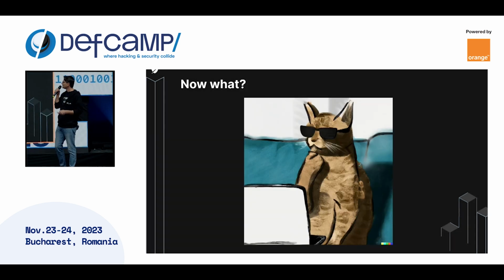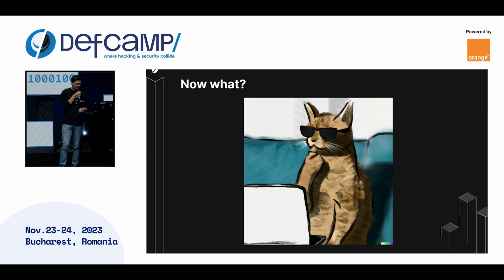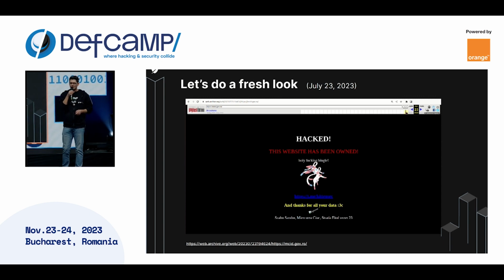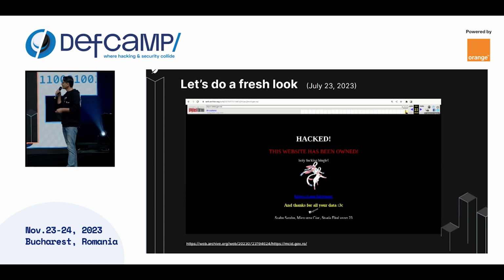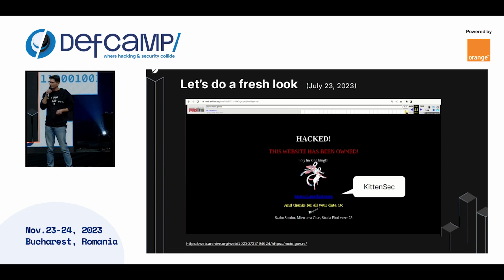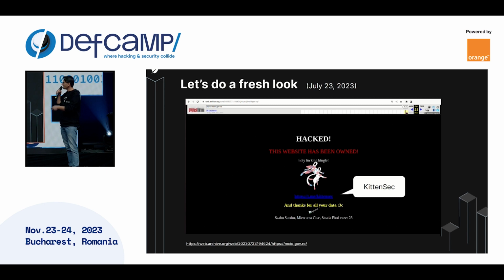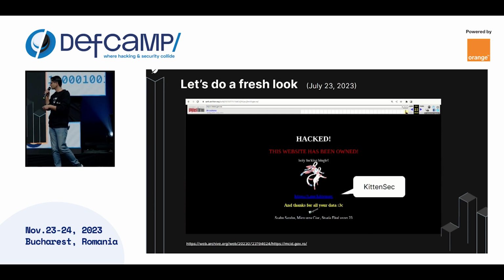Now, what should the kitten do about it? The first thing that comes to its mind is to do a facelift of the website, because it was very boring. This is how the website looked on the 23rd of July. In order to leave its mark, what better name for a hacker kitten than KittenSec. Basically, this is the true name of the hacker group that the author of the exploit was part of.